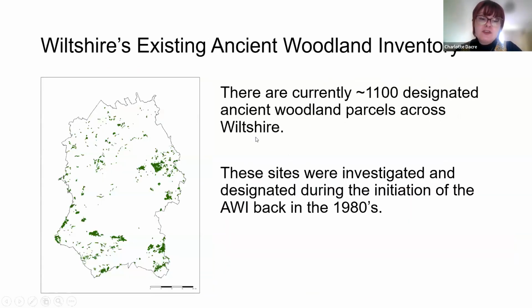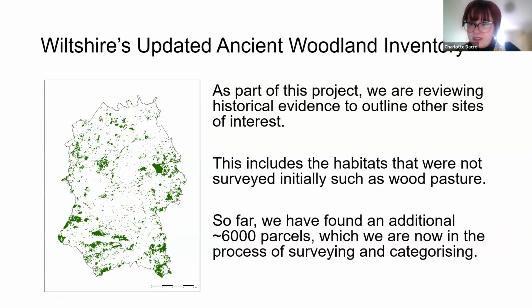So this is some of the work that Ewan was doing in phases 1 and 2. This was the existing AWI from the 1980s. As you can see, quite sparse looking, very patchy, quite fragmented woodlands. Compared to that, he found an additional 6,000 parcels. That's a lot of woodland. Now, not all of that is ancient, but not all of it's recent.